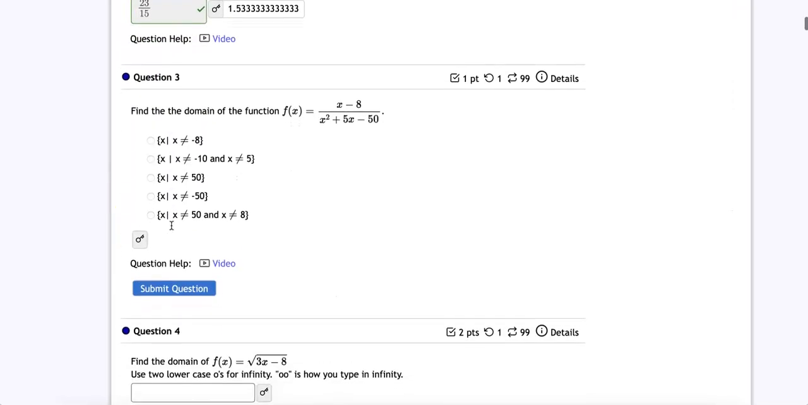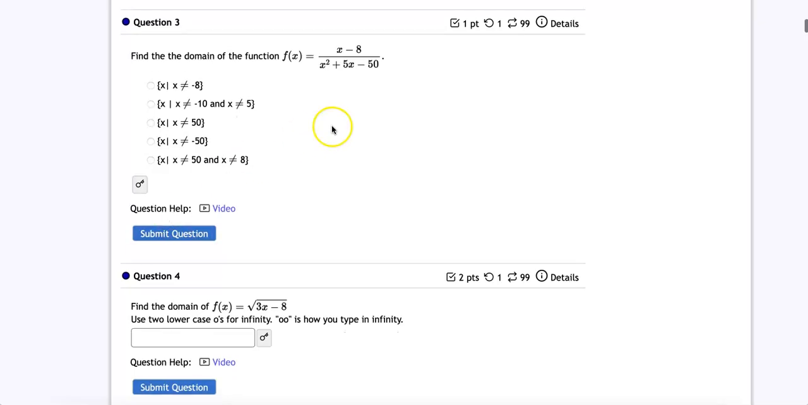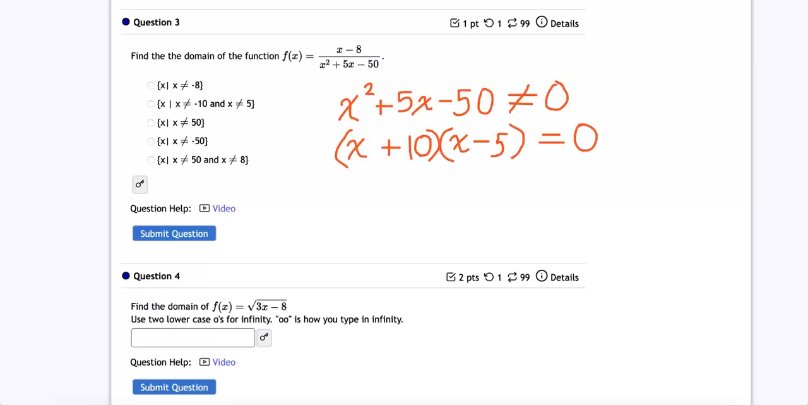Okay, so now we have another situation where we're looking at the denominator and we don't want it to equal 0. So if we set the denominator equal to 0, knowing that we don't want it to equal 0, we set it equal to 0 anyway, and then we solve using the zero product property, then what we have are two values which, if we plugged in either negative 10 or 5 into the denominator, we'd end up making the denominator 0. So we don't want these values.